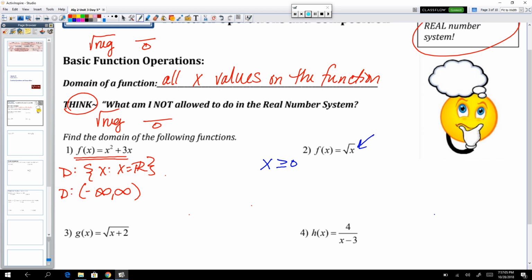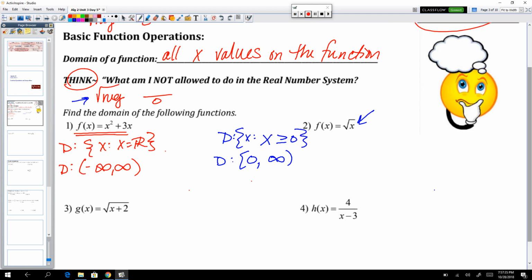In order to avoid this problem of the square root of a negative, we have to have x greater than or equal to 0. We can take the square root of 0, we just can't take the square root of something less than 0. So we can say the domain of this is x such that x is greater than or equal to 0, or we can put it in interval notation and say that x can be anything from 0 to infinity. Those are saying the same thing.